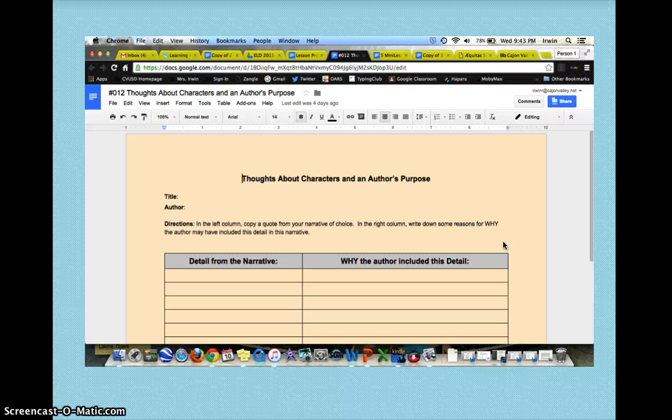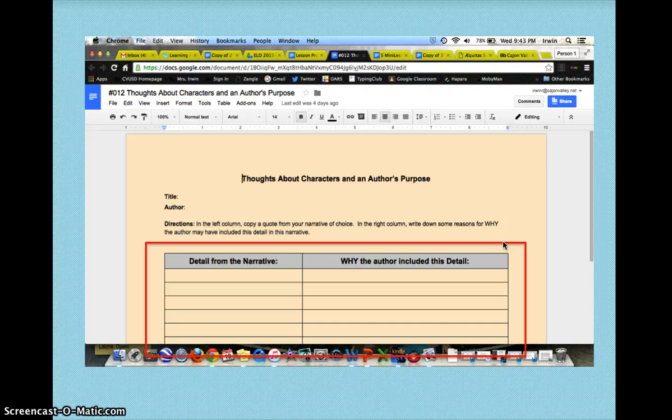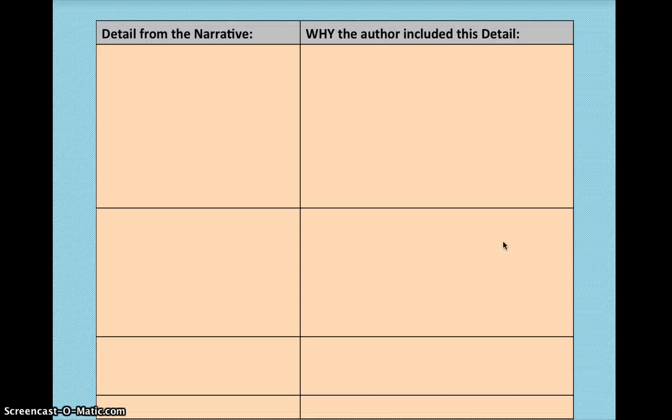You're going to be doing that by filling out this chart. On the left, you're going to write a quote from your narrative choice, and on the right, you're going to write down some reasons for why the author may have included this detail in the narrative. Don't forget to look back at that chart of possible writing prompts to help get you started if you end up being stuck.